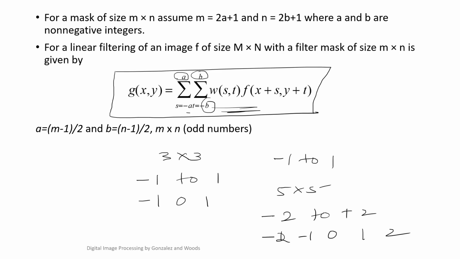So when you write the code in MATLAB or any programming language, you will have 4 for loops, one each for x, y, s and t. So there will be 4 for loops and then you are going to write this formula.